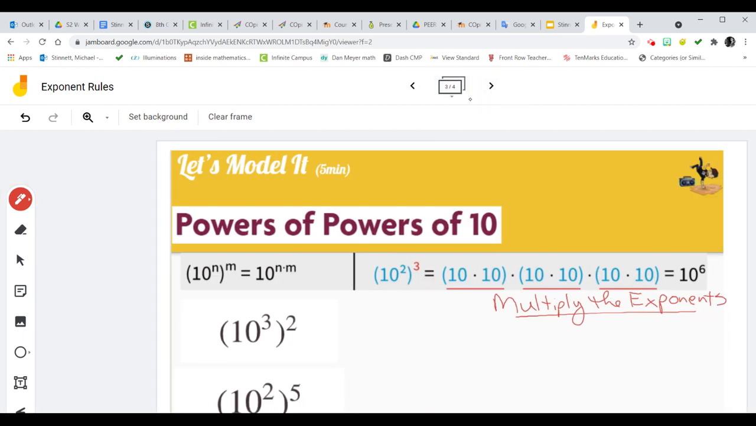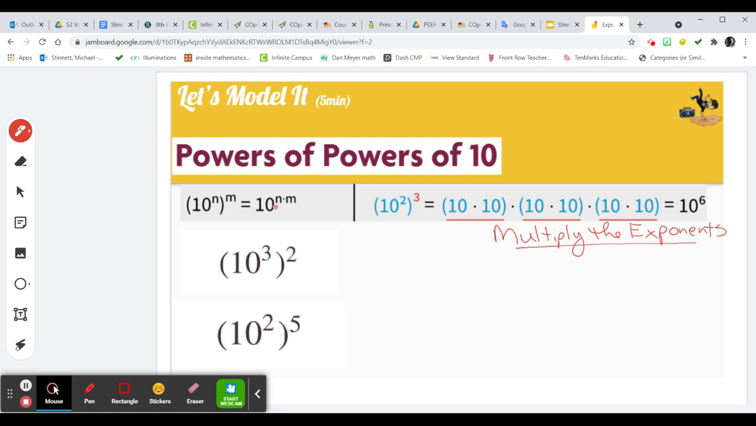And then in our third one, what we're going to do is take a power and raise it to another power. So it's a power of a power here. We're going to take 10 to the power of 3 and raise all of that to the second power, to the power of 2. When we raise a power to another power, what we do is multiply the exponents, okay?